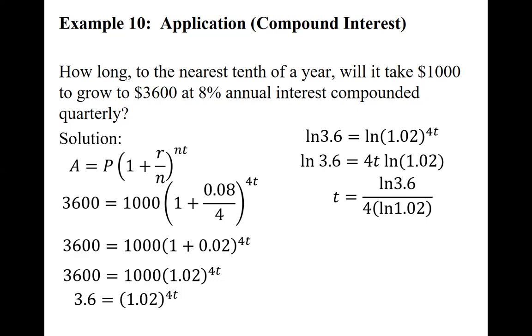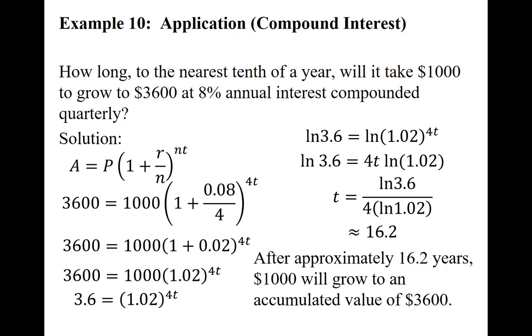But if we put those pieces in a calculator, we would get 16.2, which we have to do because the question specifically says to the nearest tenth of a year. So we need to round to the nearest tenth. 16.2 years is what it'll take for this 8% quarterly compounded growth to take $1,000 to $3,600.